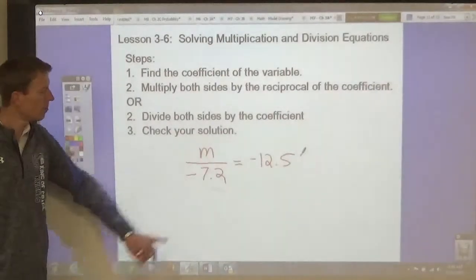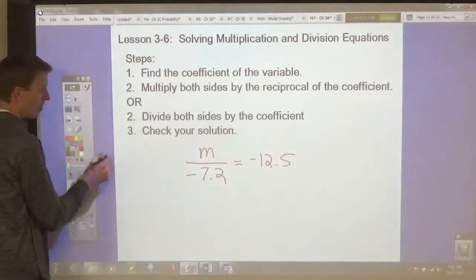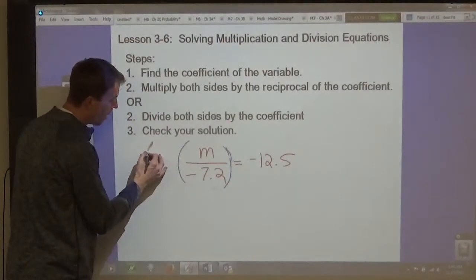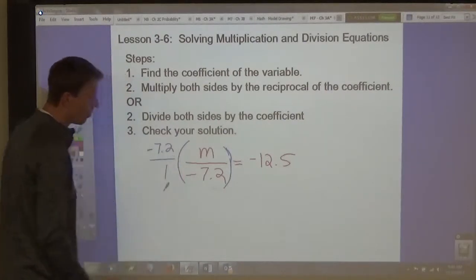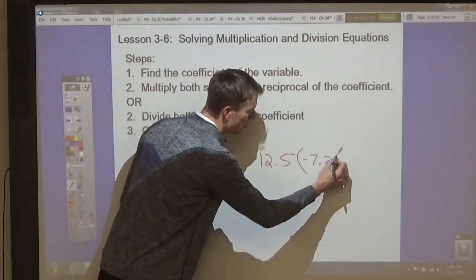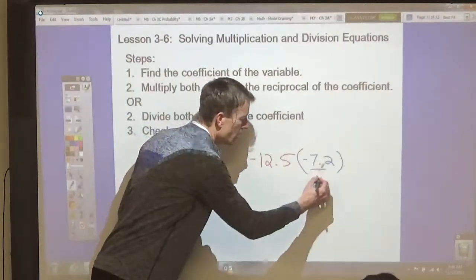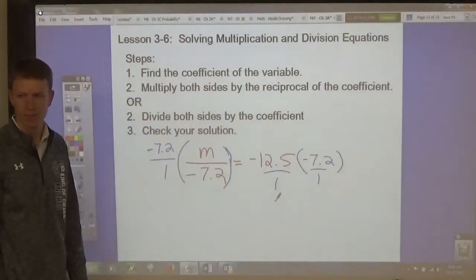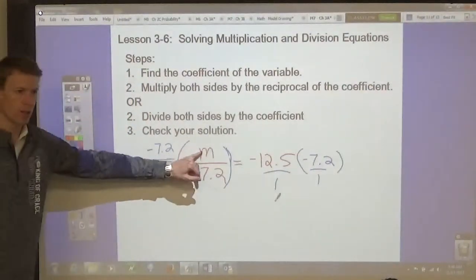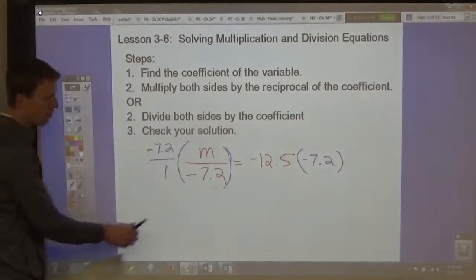Okay? Since this is being divided, we use multiplication. So, in order to get rid of the negative 7.2 in the denominator, we have to multiply by negative 7.2 over 1. And then multiply this side by negative 7.2. We could put over 1, but it's just a whole number anyway. It's the same thing, whether we write it like this or not. So you don't really have to multiply by a fraction unless you have a fraction. So then we can just write it this way.